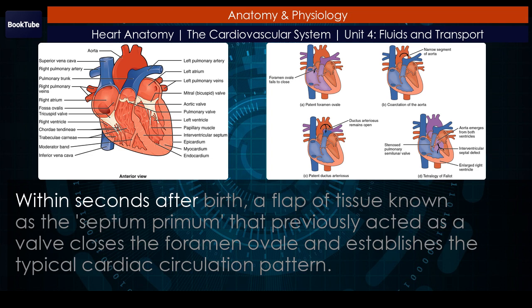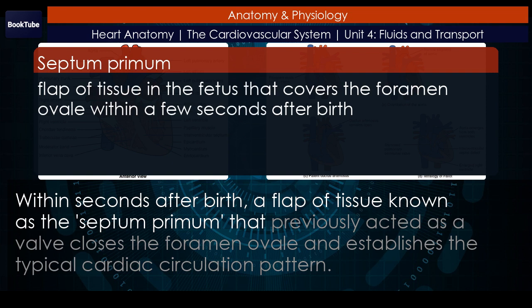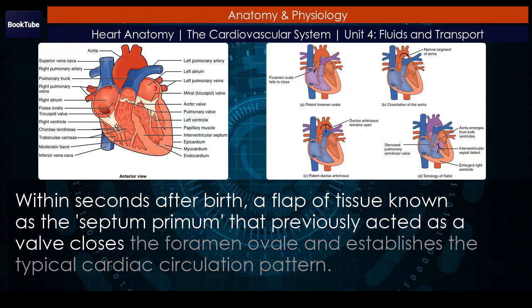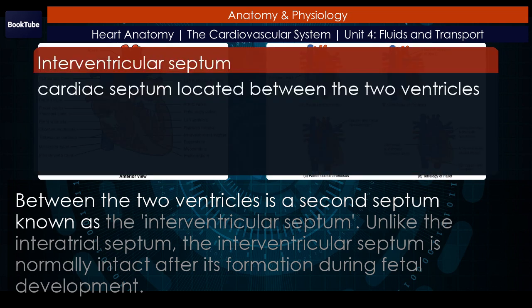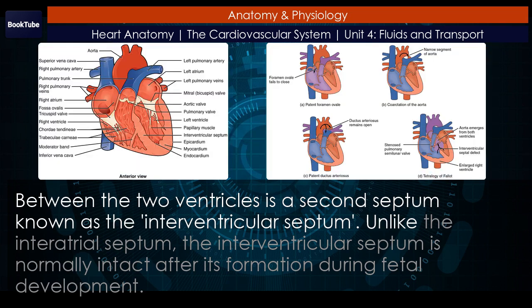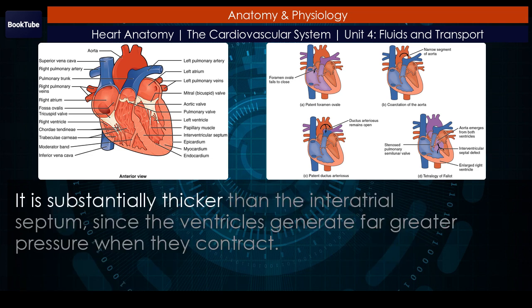Within seconds after birth, a flap of tissue known as the septum primum, that previously acted as a valve, closes the foramen ovale and establishes the typical cardiac circulation pattern. Between the two ventricles is a second septum known as the interventricular septum. Unlike the interatrial septum, the interventricular septum is normally intact after its formation during fetal development. It is substantially thicker than the interatrial septum, since the ventricles generate far greater pressure when they contract.